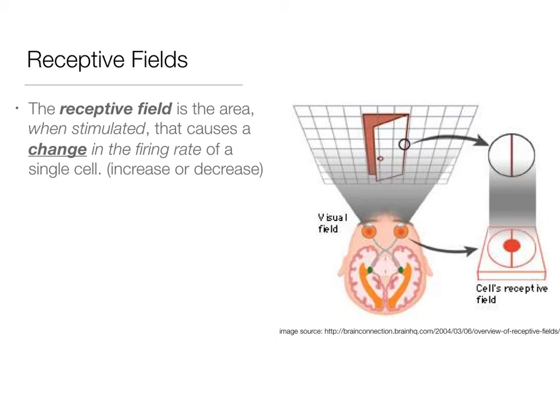It says a change. So either an increase or a decrease can work. So this will work for excitatory messages, and this will also work for inhibitory messages, okay? So it's just a change.